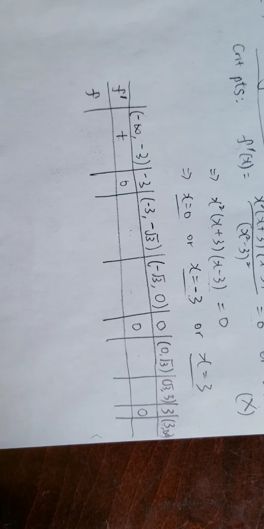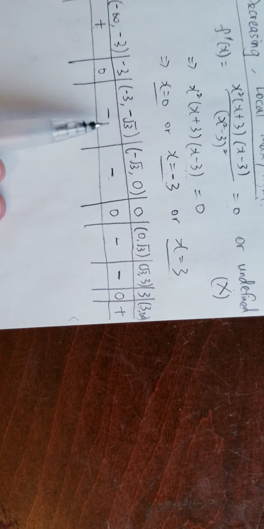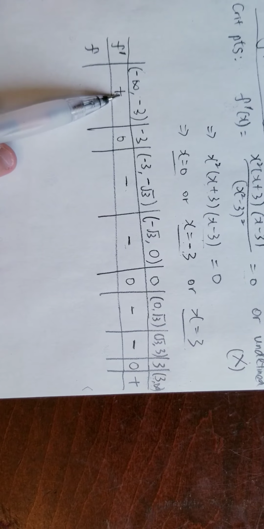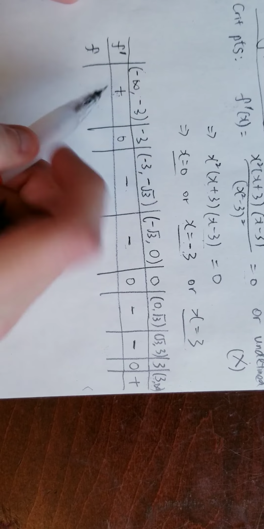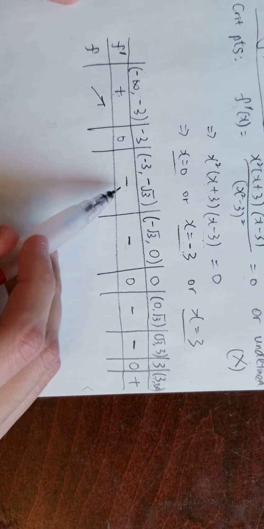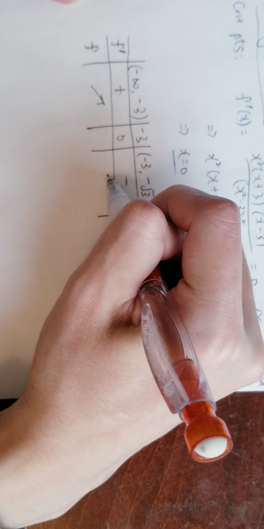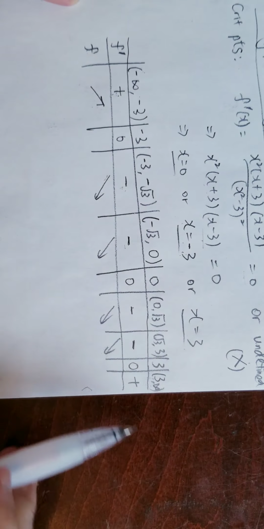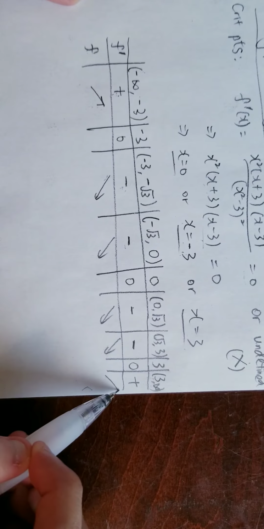So how do I check that? For example, for this interval, you pick a number between -infinity and -3, and plug that into your derivative here. You get positive. And do the same thing for other intervals. If the derivative is positive, that means the original function is increasing. And minus means decreasing, decreasing, decreasing, decreasing. You have a plus here, so it's increasing.